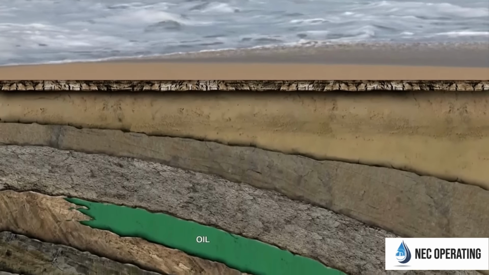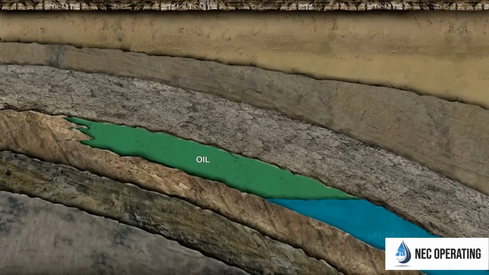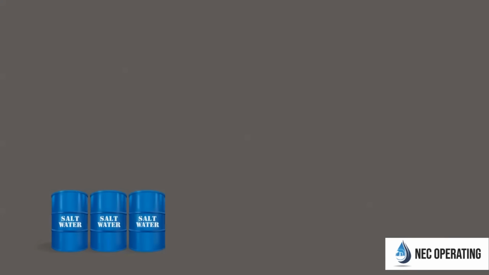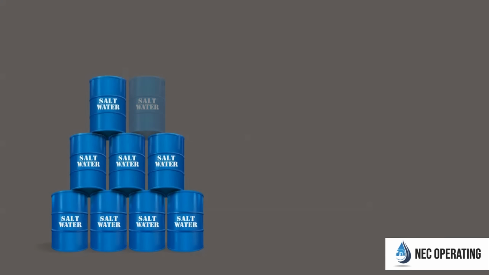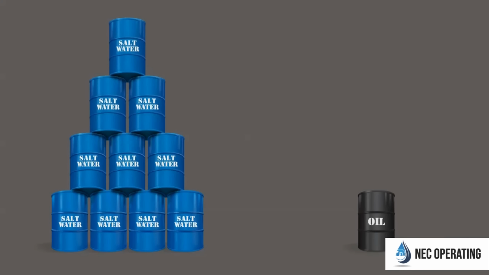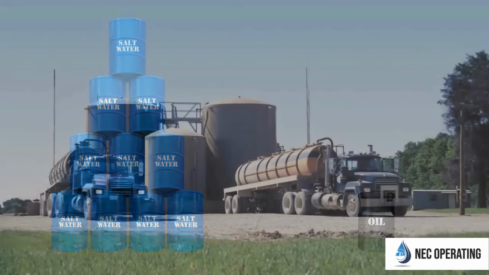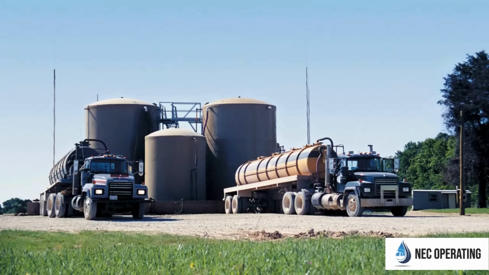During oil and gas production, this naturally occurring salt water is usually found in the same geological formations as the hydrocarbons. On average, 10 barrels of salt water are produced for every barrel of oil. The produced salt water must be disposed of properly.